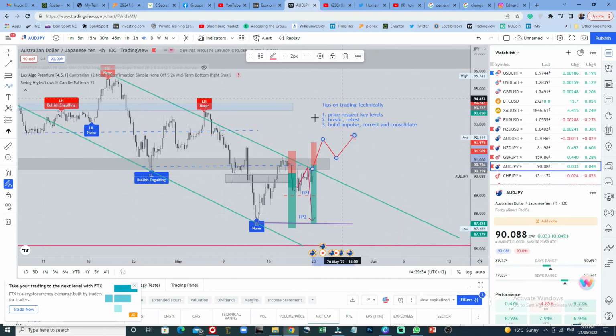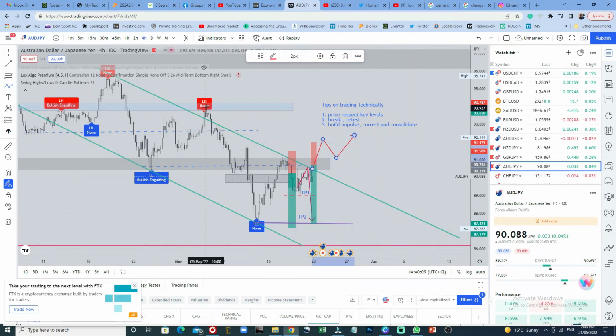Now I put a few notes here. I said tips on trading technically. 1, break price respect key level. 2, break retest. Then 3, build impulse, correction and consolidation.